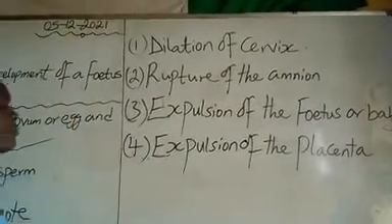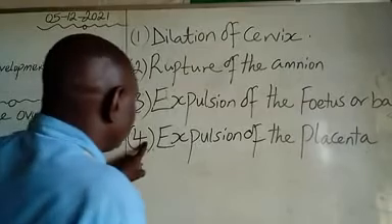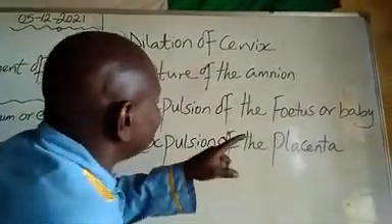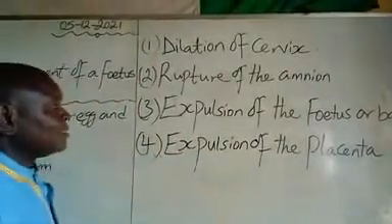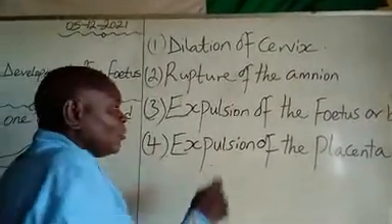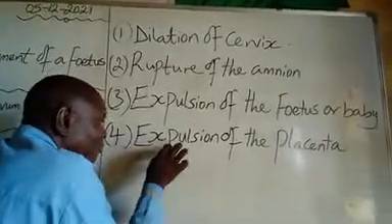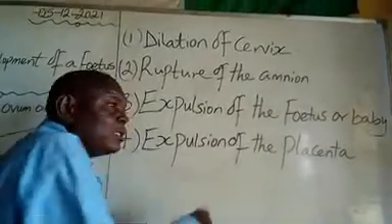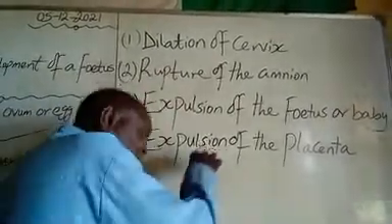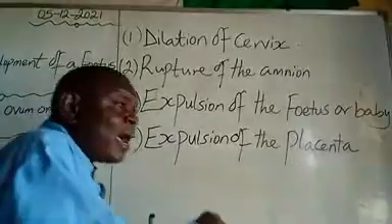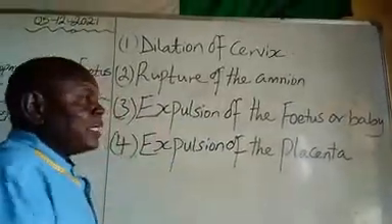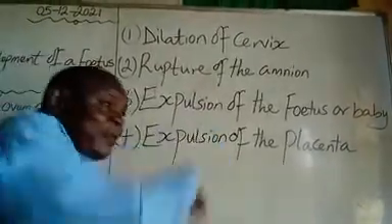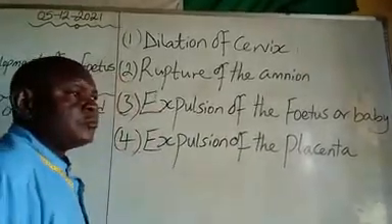Okay, look at number 4. Expulsion of the placenta. When a baby is born, what next? Placenta will follow. The woman will eject the placenta. The woman will expel the placenta. The woman will deliver the placenta also.